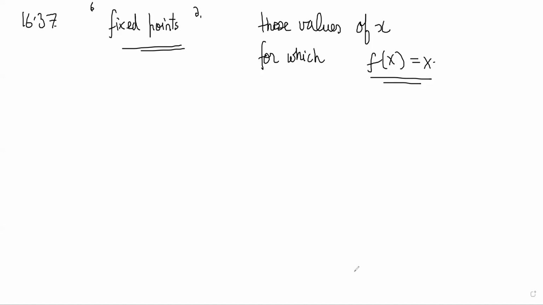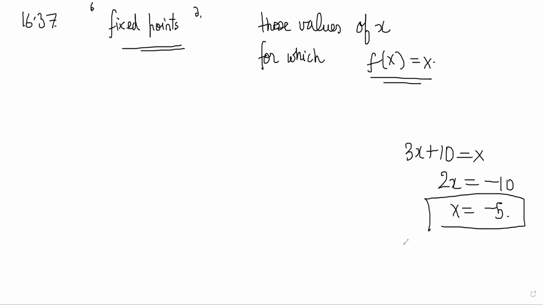So for example, for f of x is equal to 3x plus 10, what is the fixed point? You would say 3x plus 10 should be equal to x. You get 2x is minus 10, so x is minus 5. You can check for the function f of x is 3x plus 10. If you put x as minus 5, f of x also comes out to be minus 5. Therefore, x is equal to minus 5 is known as a fixed point, right?